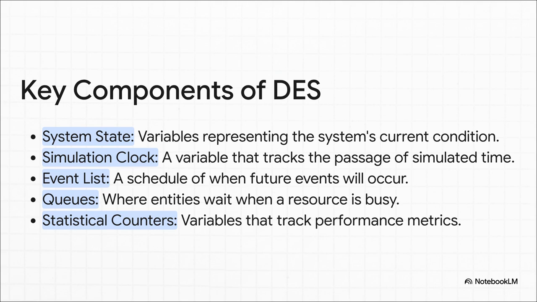The engine that drives a DES model has a few key parts. You've got the system state, which keeps track of stuff like how many people are in line. You've got queues, which are literally just the waiting lines. But the real heart and soul of it is the simulation clock and the event list. The event list is kind of like a future calendar, telling the clock exactly which event to jump to next.